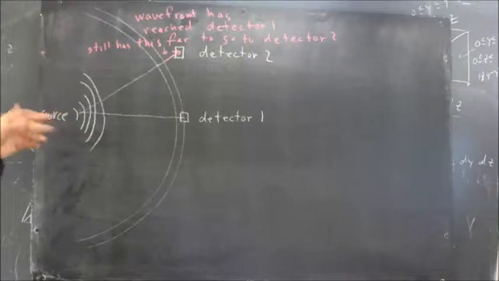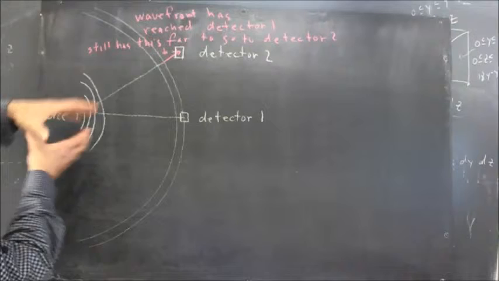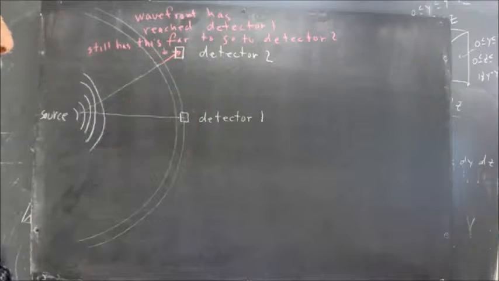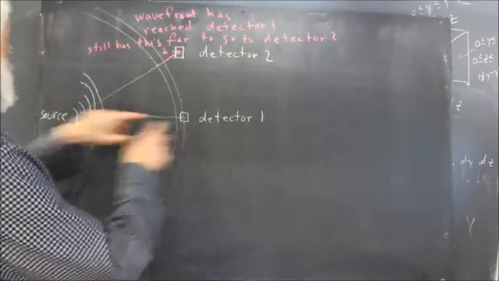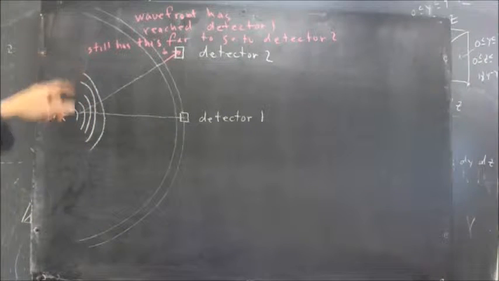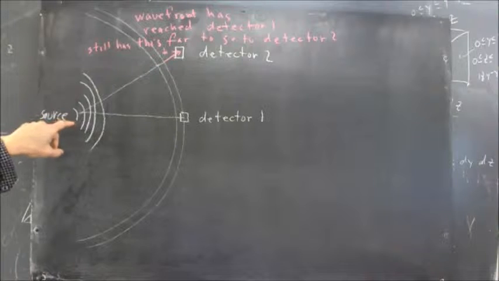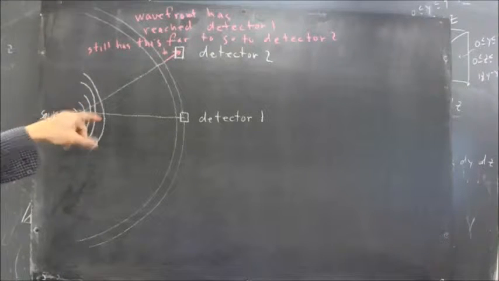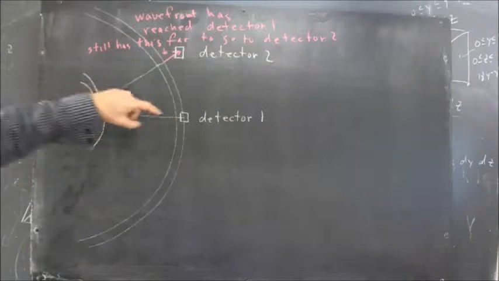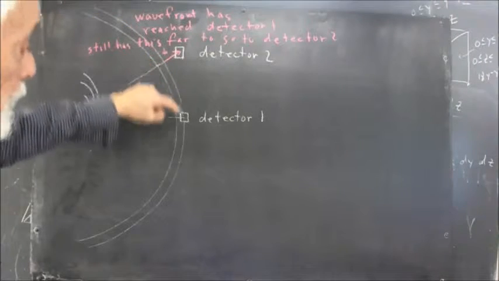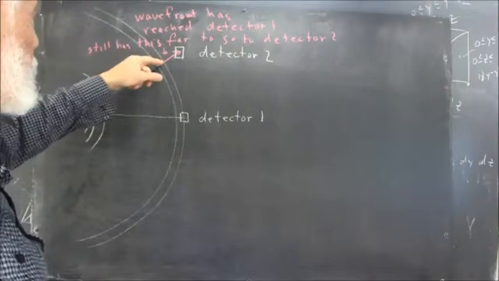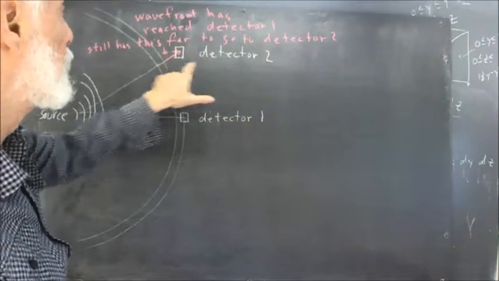Okay, we could have a source producing waves that spread out, and we could have a detector here and a detector here. Now, this detector is closer to the source than this one. So as the waves spread out in wave fronts, and we'll say that we're drawing wave fronts at intervals of, say, 1 wavelength, at a certain point, there will be a wave front that is hitting this detector, okay? But that wave front still has this far to go until it gets to detector 2.